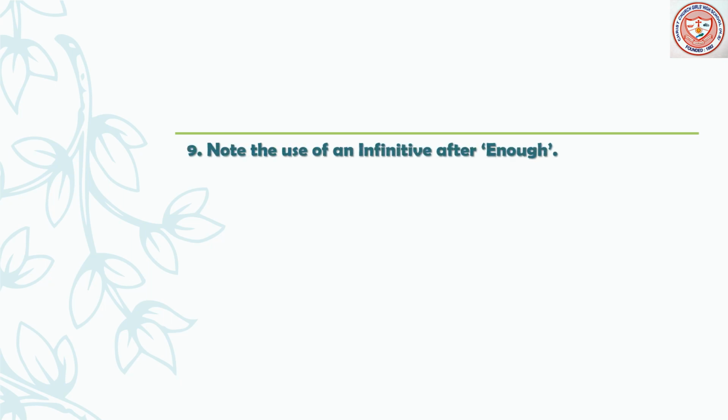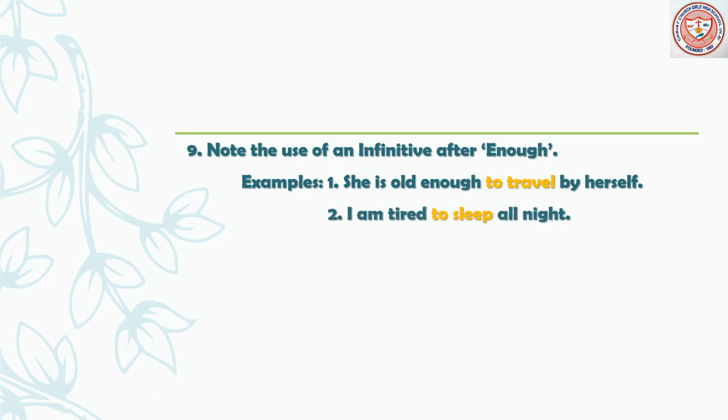Next pattern. Note the use of an infinitive after enough. That means we can use infinitive after the word enough. Examples. She is old enough to travel by herself. So you can follow that we have used "to travel" after the word enough. Next example. I am tired to sleep all night. So, in this sentence, "to sleep" is an infinitive.